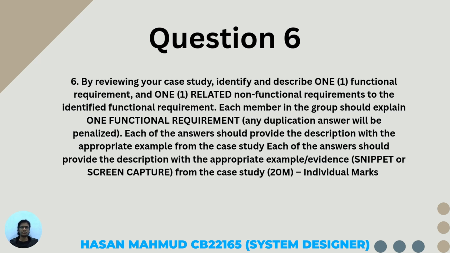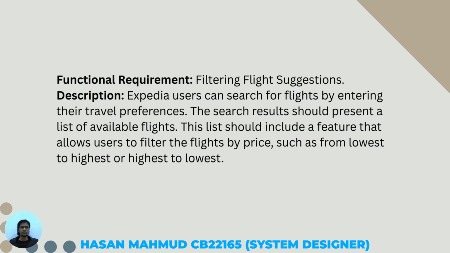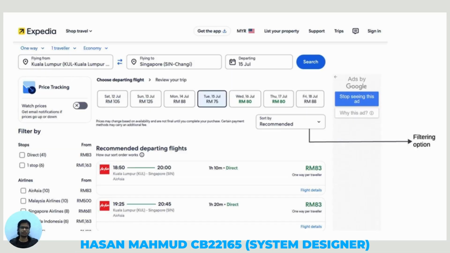And then we have question six, identify one functional requirement and one related non-functional requirement. So this is the functional requirement. We have filtering flight suggestion. Expedia users can search for flights by entering their flight preferences. The search result should present a list of available flights. The result should include a feature that allows users to filter the flights by price, such as from lowest to highest or from highest to lowest.